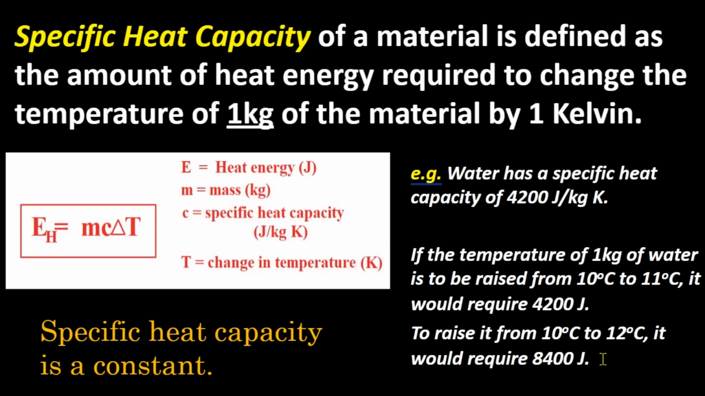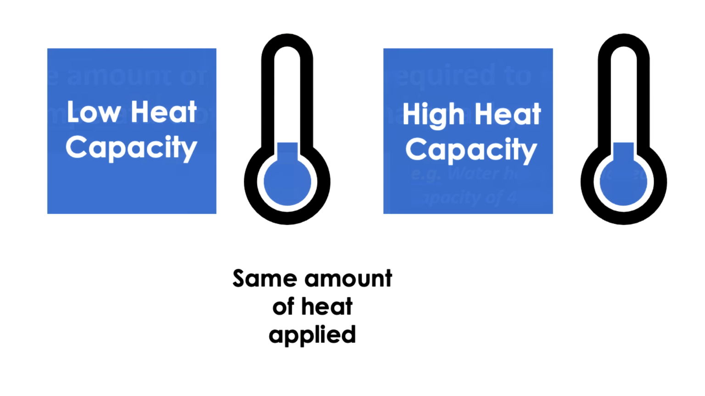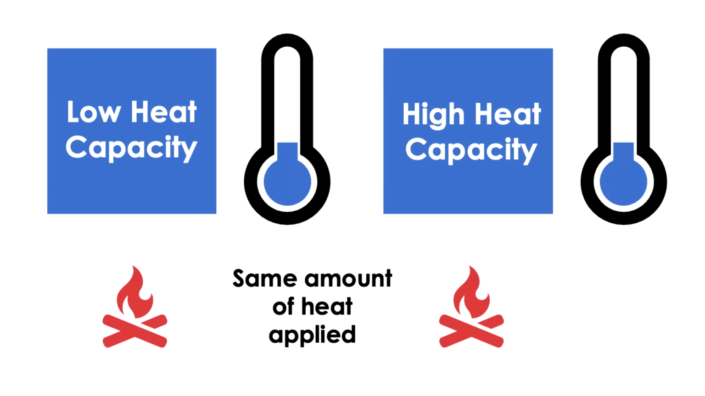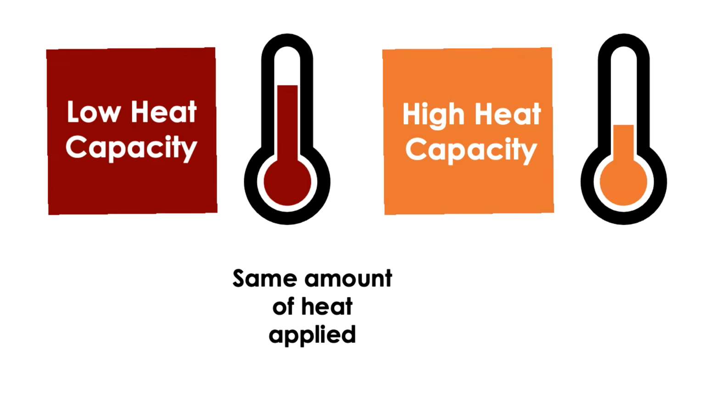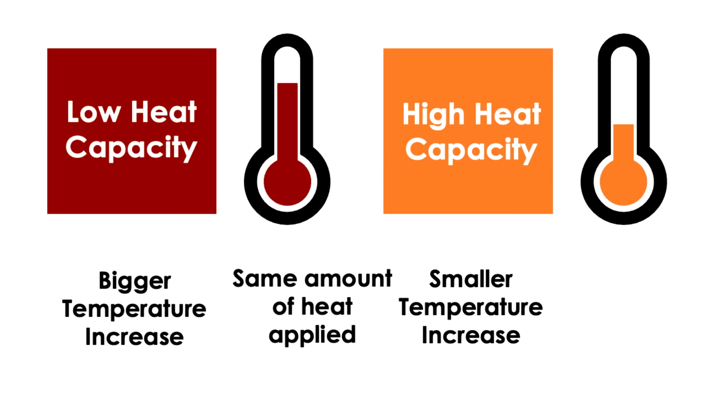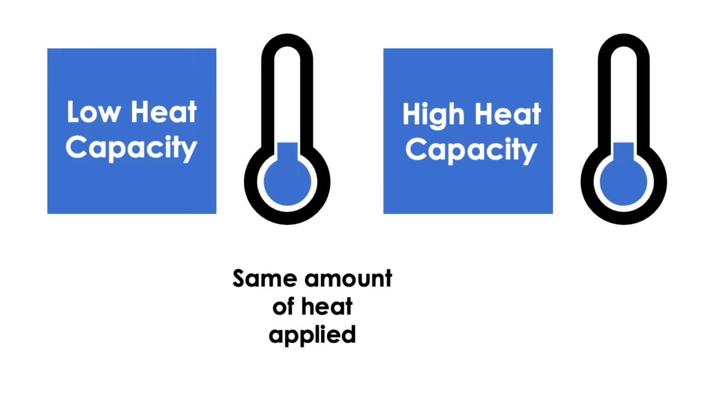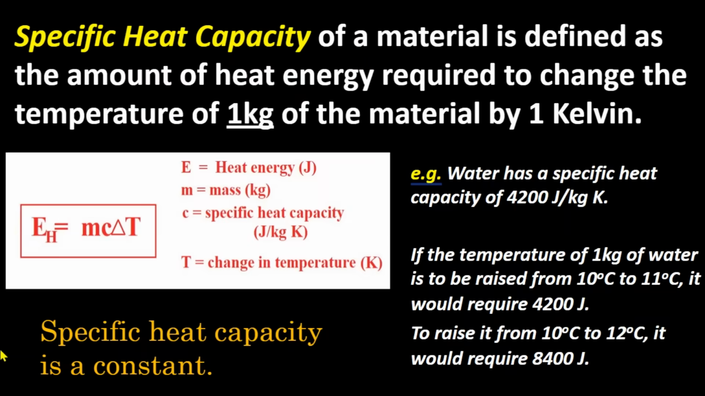Materials with very high specific heat capacities require a lot of energy to change their temperature. So for example, metals have lower specific heat capacities. That is why they heat up so quickly. They only require a little bit of energy before the temperature rises.